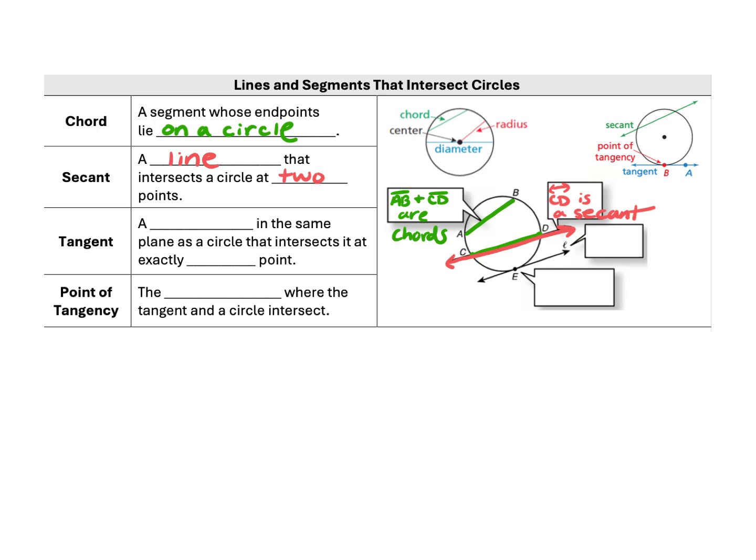Next, we have a tangent, and a tangent is a line in the same plane as a circle that intersects the circle at exactly 1 point. You can see that in this picture, line L is a tangent. Notice how line L only touches the circle at 1 point. That point is point E, and E is what we call a point of tangency. So point of tangency is the point where the tangent and a circle intersect.